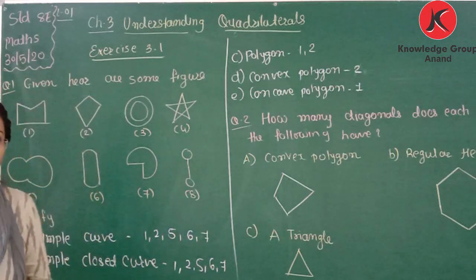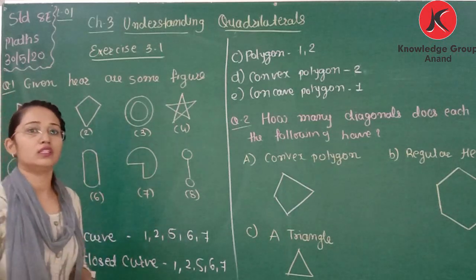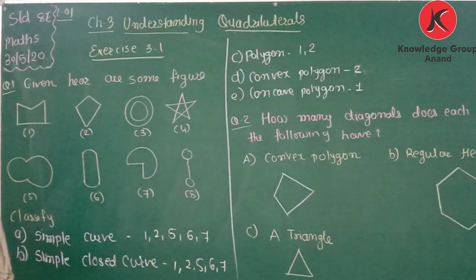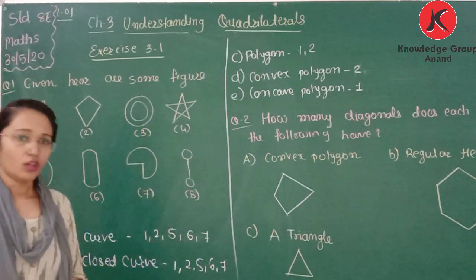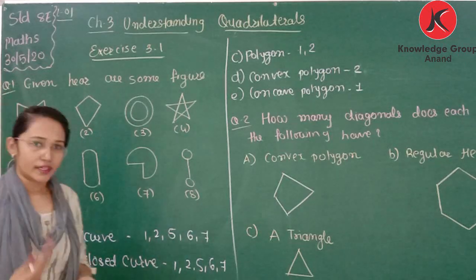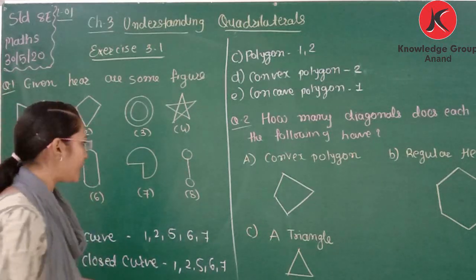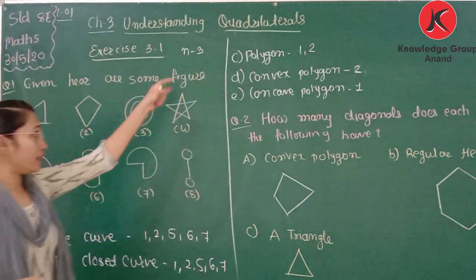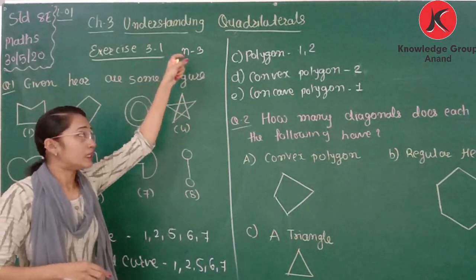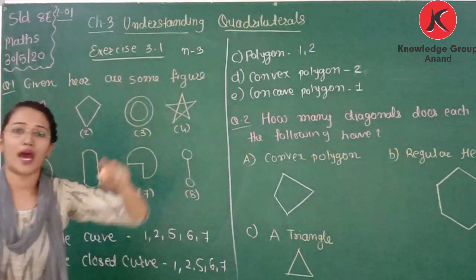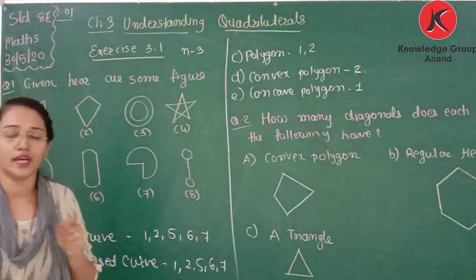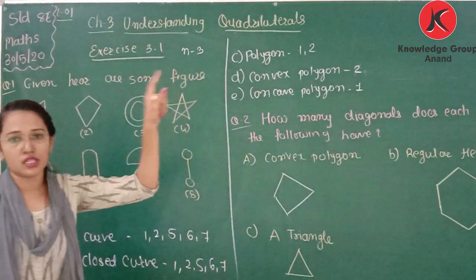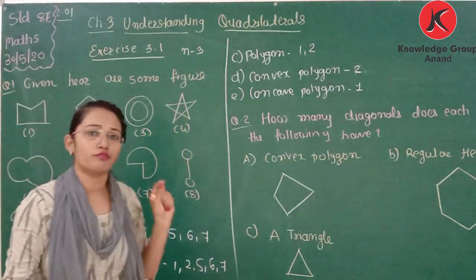What is convex polygon? If all diagonals are interior, then it is convex, and if the part of diagonal is outside the polygon, it is said to be concave polygon. Then we learn about the diagonals. At the time I explained one, I will give you one equation, that is n minus 3. This equation gives the number of diagonals drawn from each vertex of polygon.